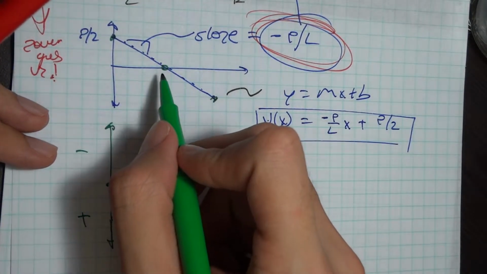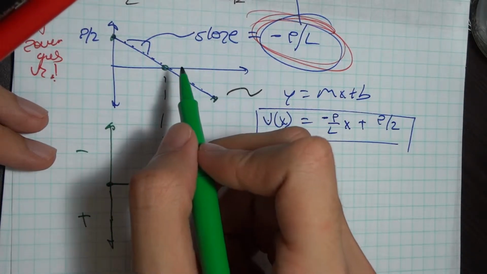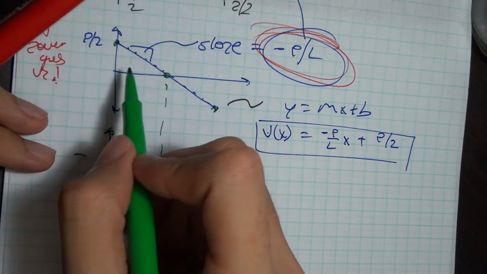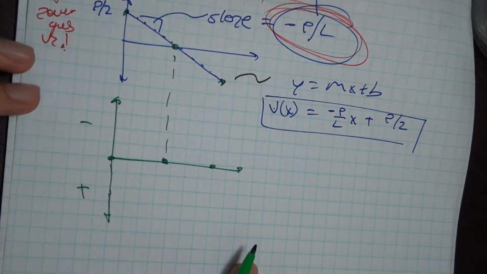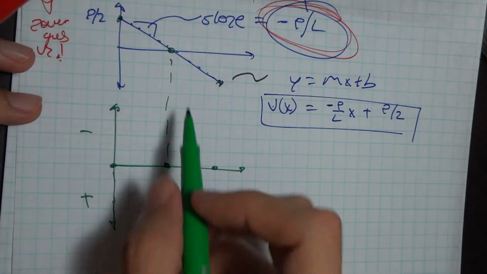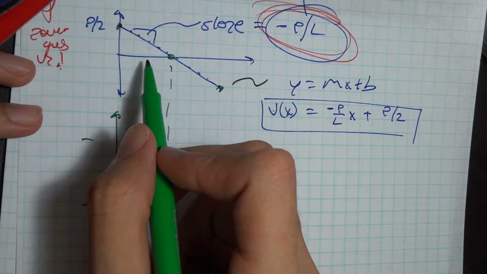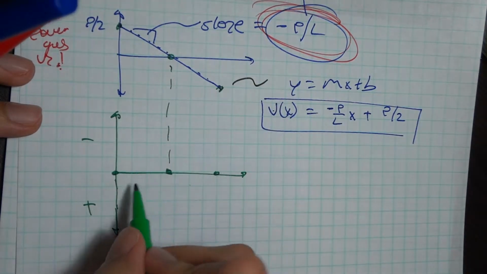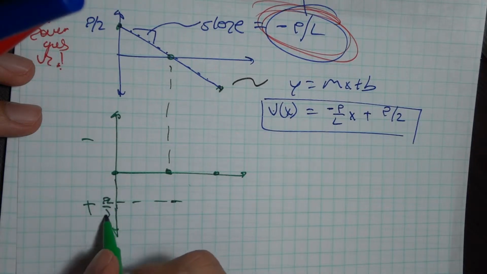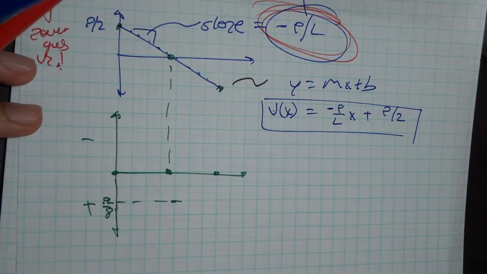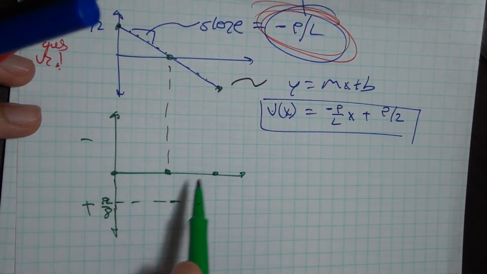The area of this triangle is P over 2 times L over 2 divided by 2, because L over 2 is the base, P over 2 is the height, and the equation for a triangle is 1/2 b h. So my maximum moment at this point ends up becoming PL over 4 times 1 over 2, so PL over 8. And now the question is, how do I connect these two? How do I connect these points?